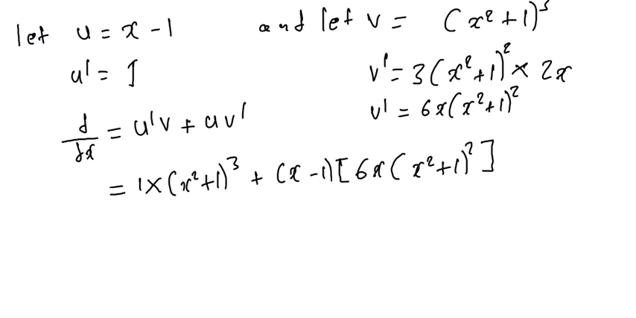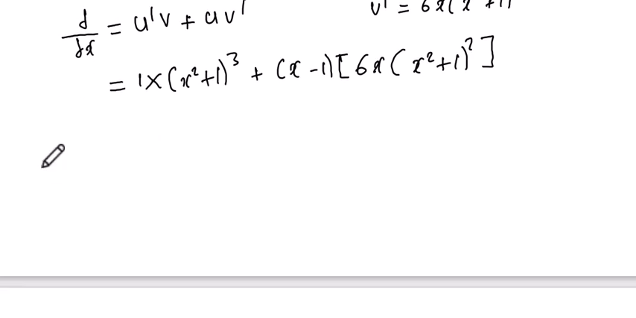Right. So what are we going to do? We're now going to multiply. Okay. So we know that when we multiply, this is just going to be open bracket x squared plus 1 to the power 3. So this is just going to be the same. So on the other side, this will be multiplied by this.